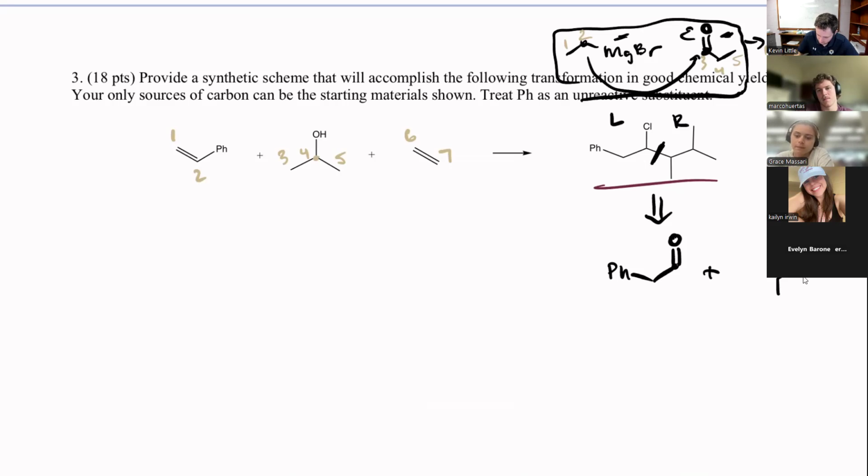That means the other side has to be what? The MgBr. So when I put these two things together, what am I going to get? Something that looks like this. Can I turn this into this? Yeah, HCl. Cool. That's easy, right? Can we make this part?